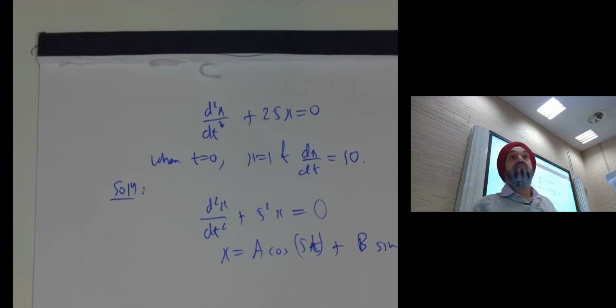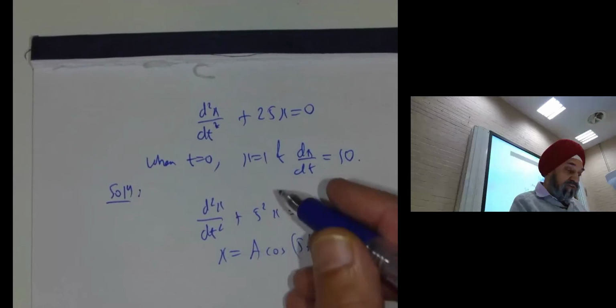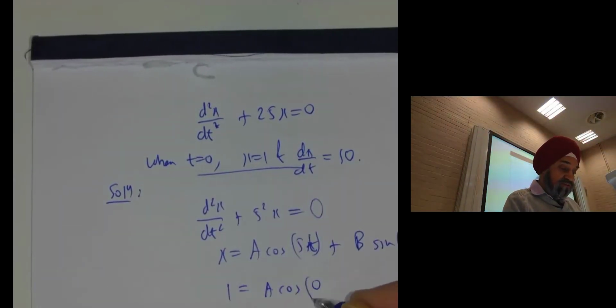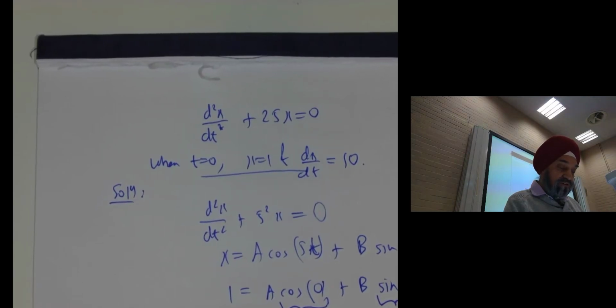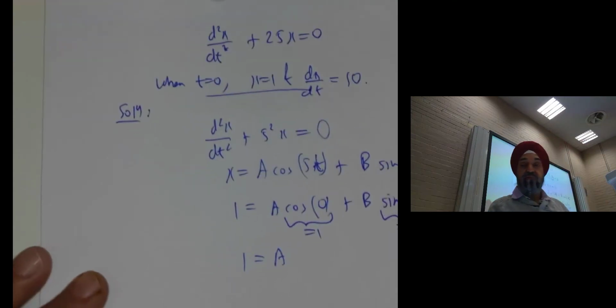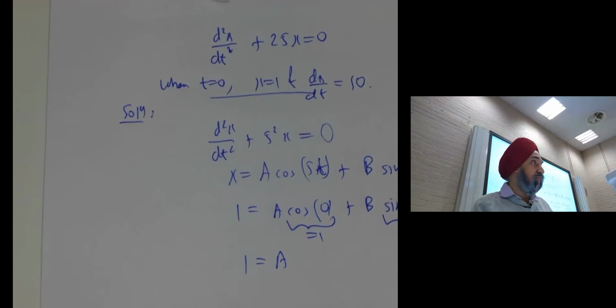Substitute t is 0, x is 1. So we've got, when x is 1, we're told t is 0. So 1 is equal to A cos 0 plus B sine 0. What's cos 0 equal to? That's equal to 1, and sine 0 is equal to 0. So you've got A is equal to 1, because cos 0 is 1 and B sine 0 is 0.